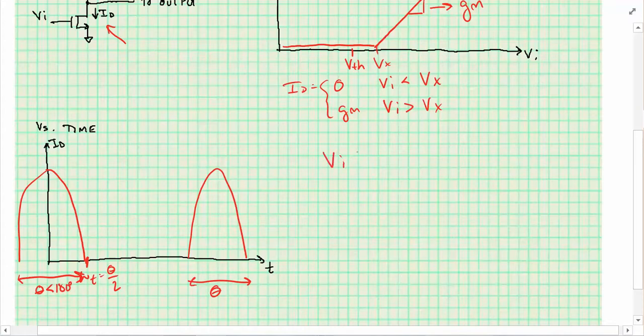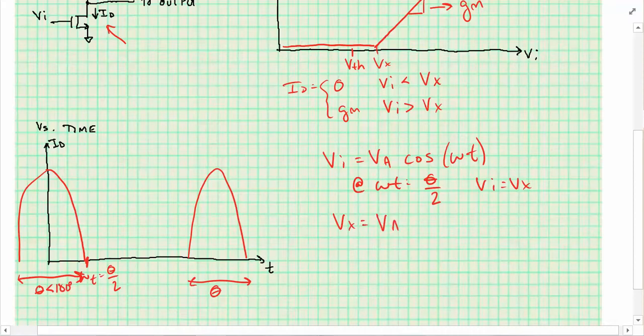So we know that VI, or input waveform, is equal to VA cosine of omega t. At omega t equal to theta over 2, VI is equal to Vx. We can say Vx is equal to VA times cosine of theta over 2, or theta is equal to 2 cosine inverse of Vx over VA.